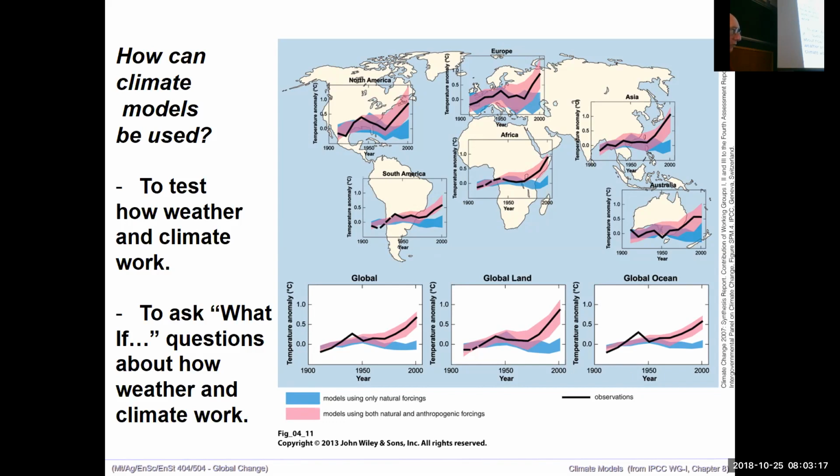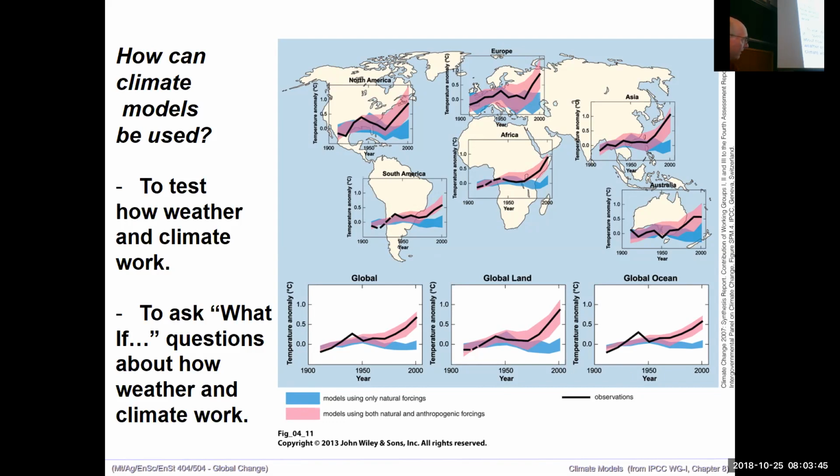Once they do recreate the historic data, then you can ask questions with that. So you can take the model then and spin it out to the future, and we'll see an example of that in a moment. Or you can ask what if questions, like in this case, these graphs show what would the warming look like if the anthropogenic greenhouse gases were absent.